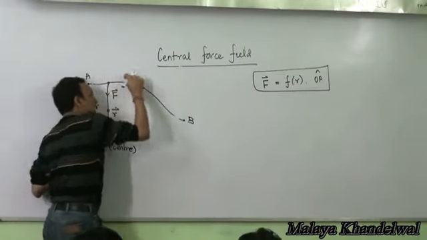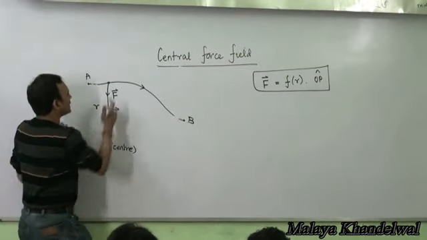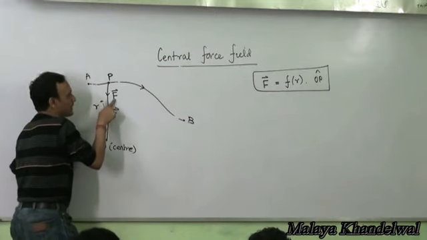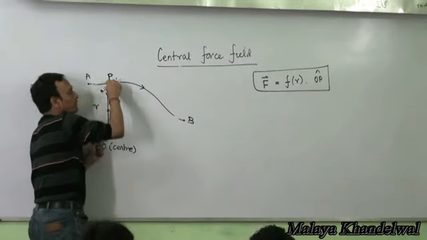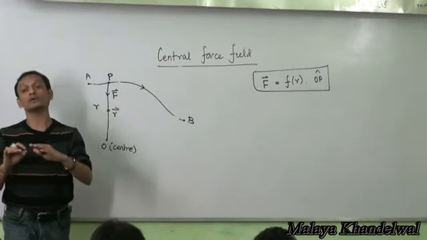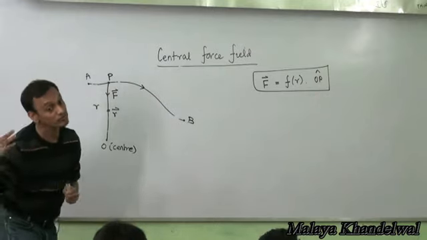Now, while the particle undertakes this journey from A to B along this particular trajectory, at any given point P, the force experienced by the particle, F, will depend on r, and the line of action of this force will pass through O. That's what entitles it to become a central field.